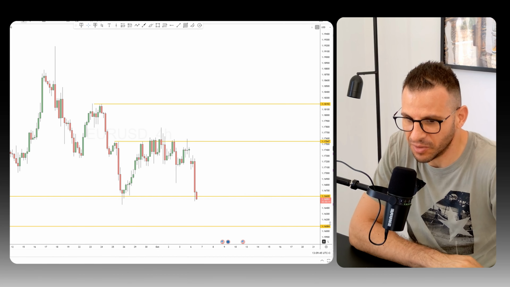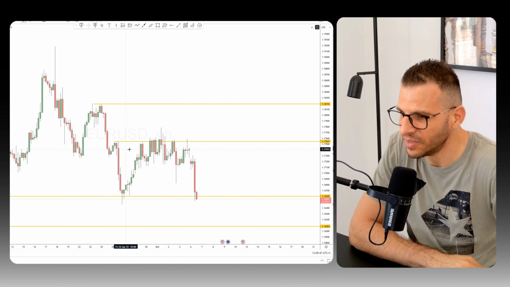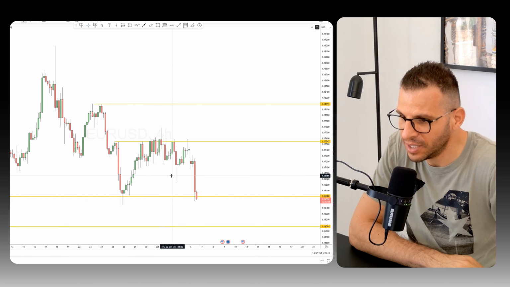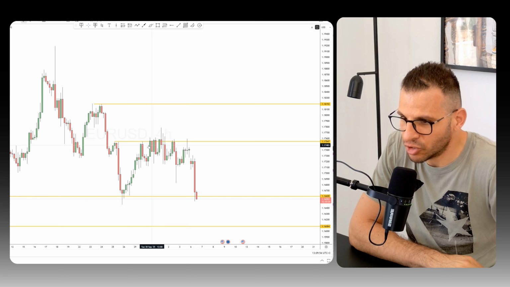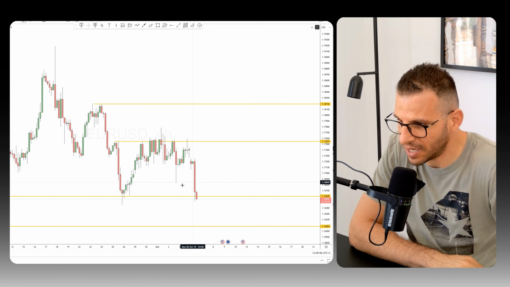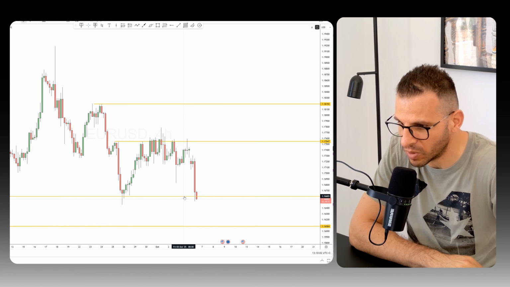Let's start with the euro against the US dollar. Last week, the price respected the level we marked here. It traded around this resistance. It dropped. Downtrend is intact. Now it's approaching the key level of support we already have on our charts.